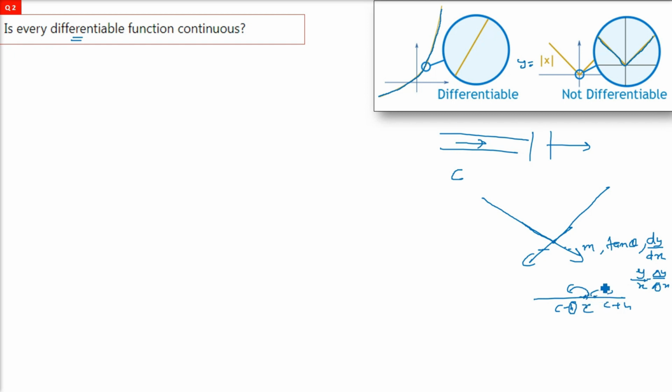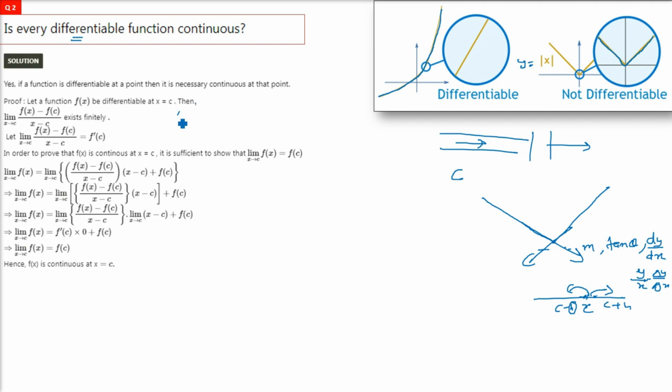Okay, there may be functions which are continuous but not differentiable. We'll take an example later on. But yes, if a function is differentiable at a point, then it is necessary that it is continuous. That is, continuity is not a guarantee that the function is differentiable. The function can be differentiable, or it cannot be differentiable. But differentiability is a guarantee that the function is continuous.